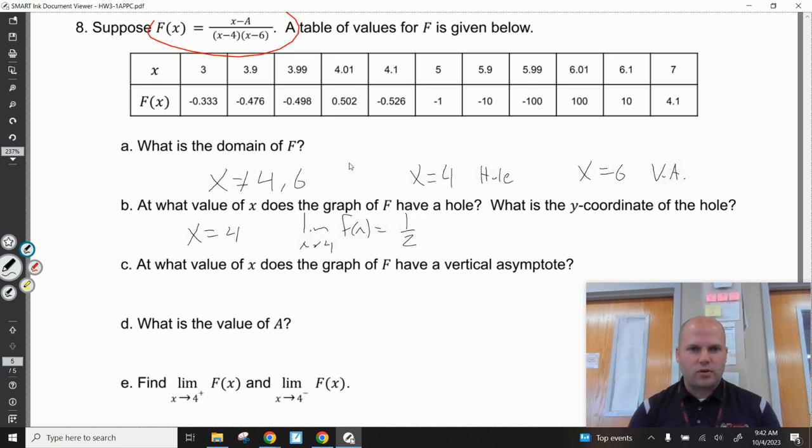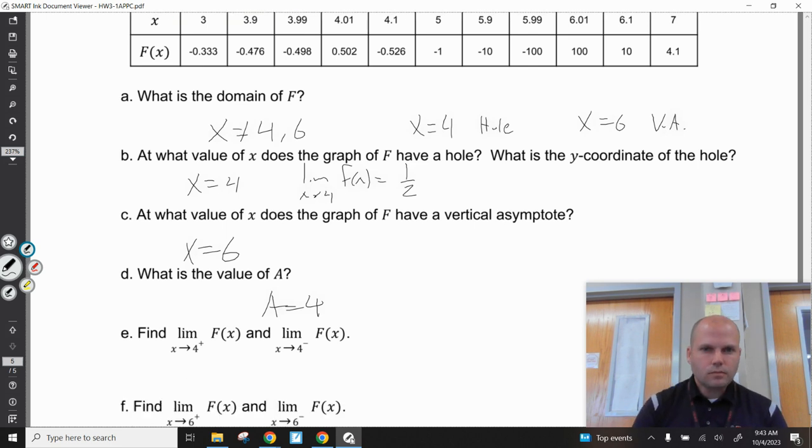Where does your graph have a vertical asymptote? It's x equals 6. Why? Because my function values are getting larger in both the negative and the positive direction. That means A's got to be 4 for my graph to have a hole at 4. Good question. If I look to the left and the right of 4, my values are both getting closer to this 1/2.